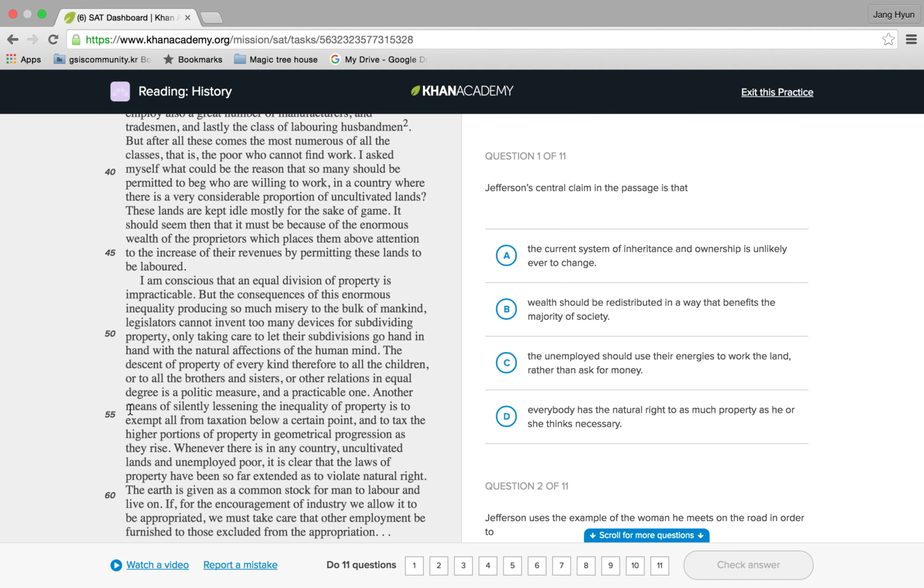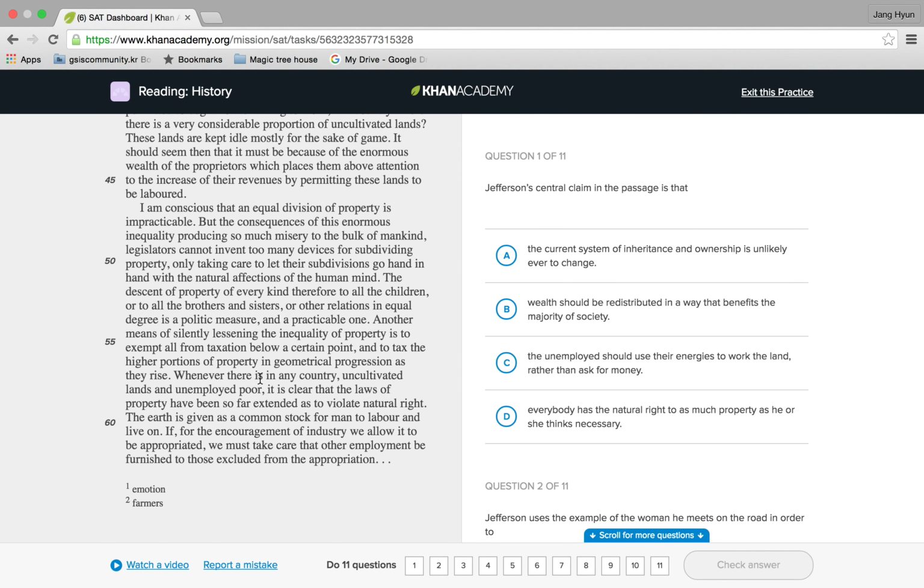Another means of silently lessening the inequality of property is to exempt all from taxation below a certain point, and to tax the higher portions of property in geometrical progression as they rise. Whenever there is in any country uncultivated lands and unemployed poor, it is clear that the laws of property have been so far extended as to violate natural light. The earth is given as a common stock for man to labor and live on. If, for the encouragement of industry, we allow it to be appropriated, we must take care that other employment be furnished to those excluded from the appropriation. And it goes on.